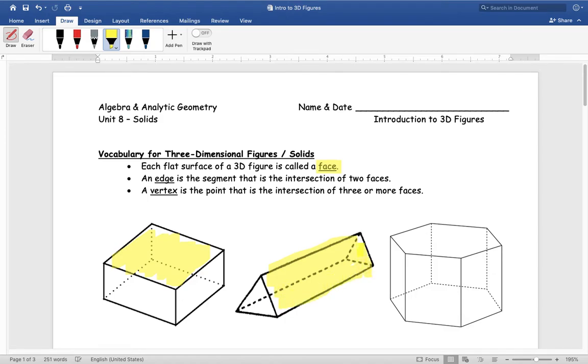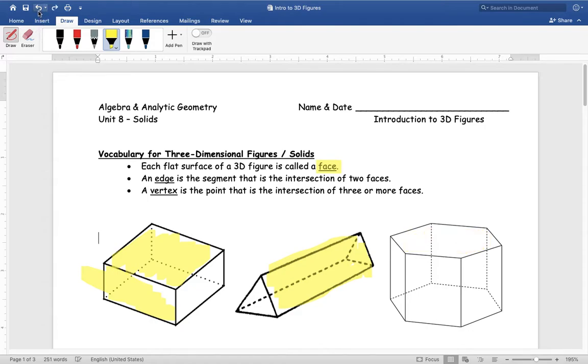So imagine you've got a box. The top of the box is a face. The side of the box is a face. The bottom of the box is a face, and so on. And those faces can be of any shape. I've only highlighted rectangles so far, but this hexagon up here, that would be a face of that as well.